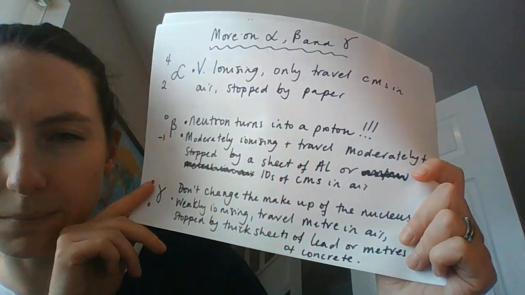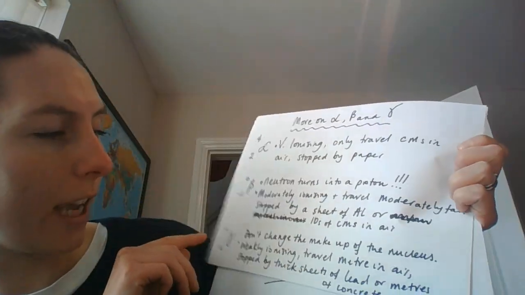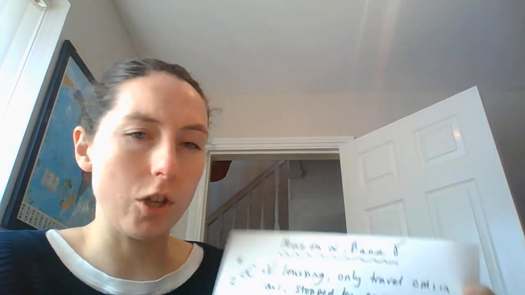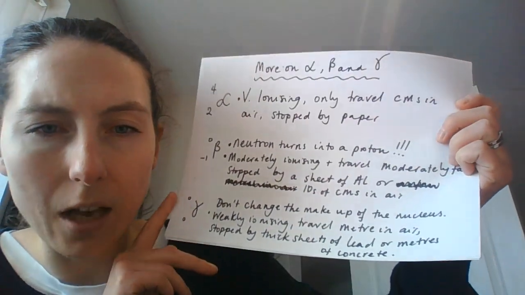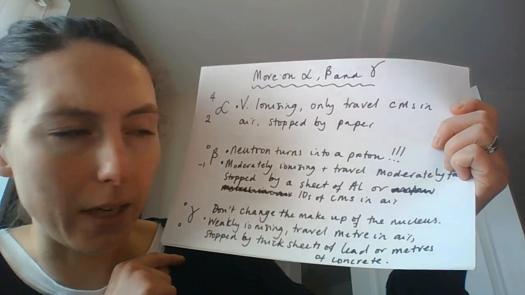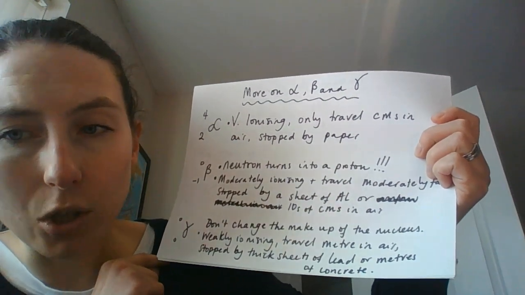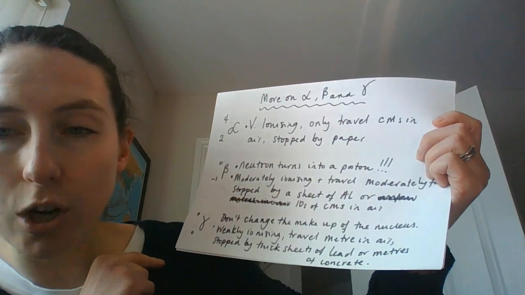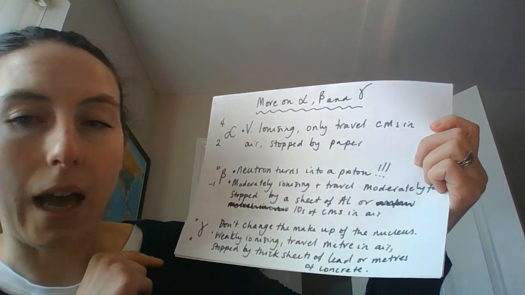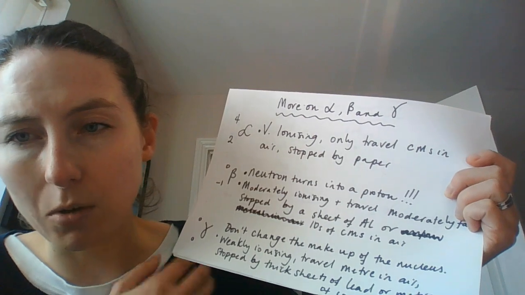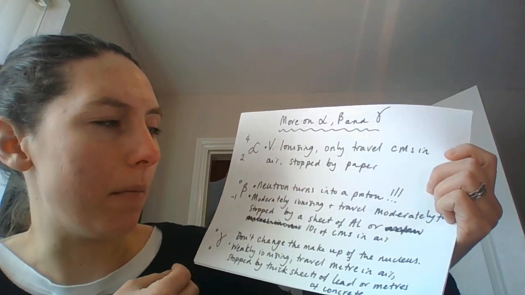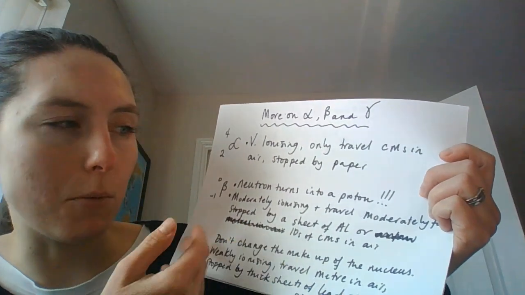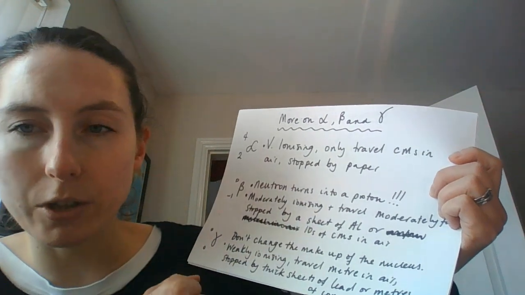Your gamma rays are high energy waves, but they are uncharged. So out of the 3, these are the lowest in terms of their ionizing ability. However, they do still cause some damage. They can travel meters in air, and they will pass through many objects. So your paper, the skin, the aluminium sheet that the beta was stopped by, it will pass through all of those.